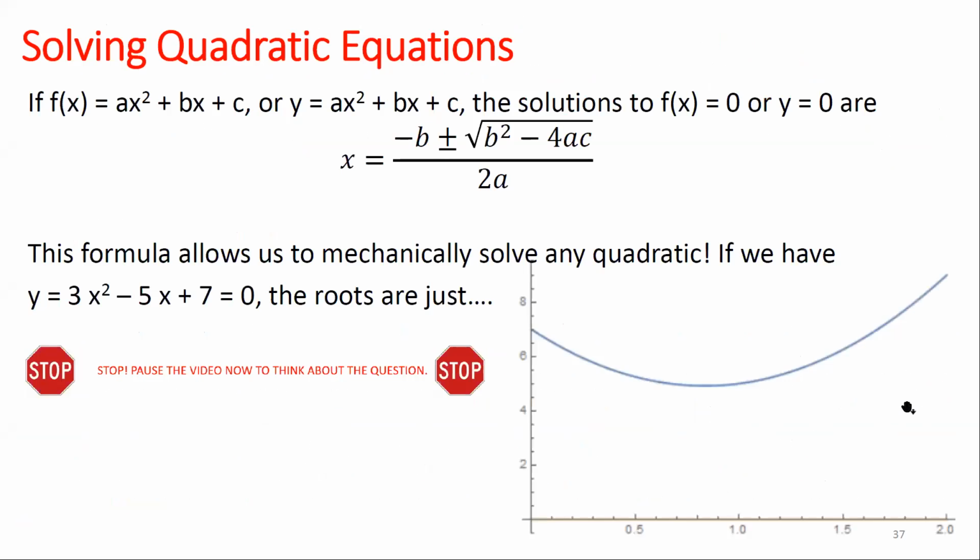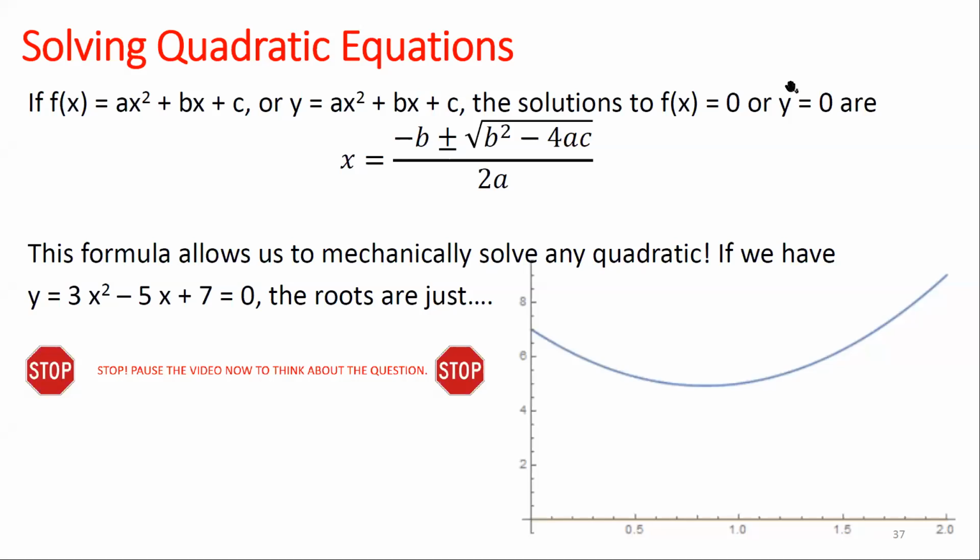So let's do some problems now. So this formula shows us how to solve any quadratic. So let's solve the quadratic y is 3x squared minus 5x plus 7 equals 0. This is the formula to find the roots. So I'm going to pause the video now so that you can find the roots of this.